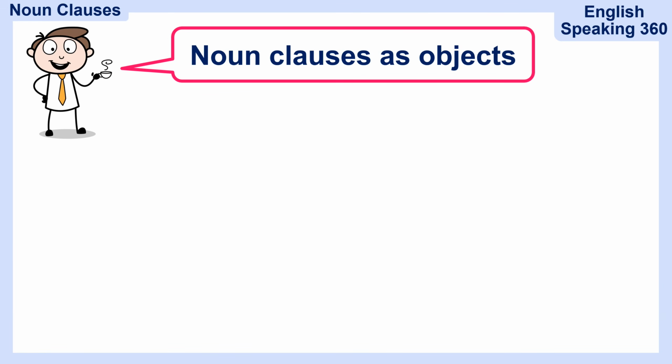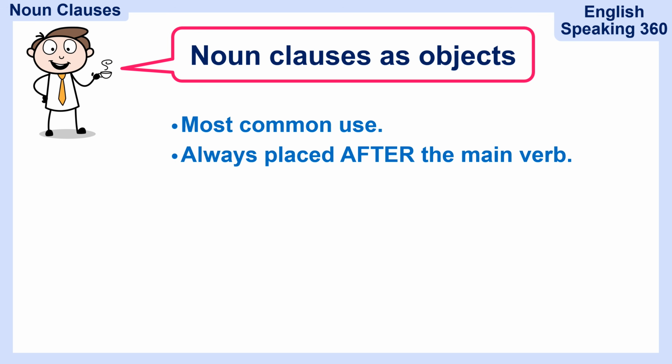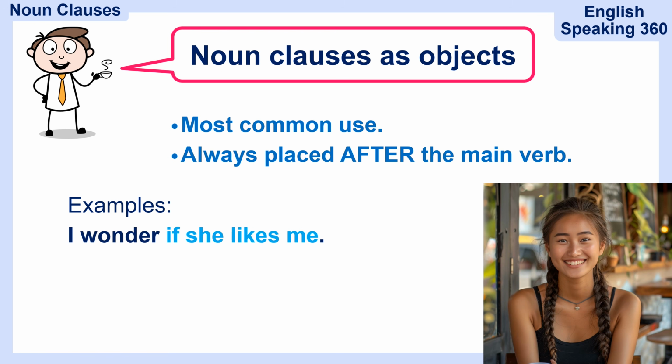Noun clauses as objects now. Like I said before, this is the most common use. They are always placed after the main verb. For example, I wonder if she likes me. Oh, she's looking at me, she's smiling. I wonder if she likes me. The answer is probably yes.